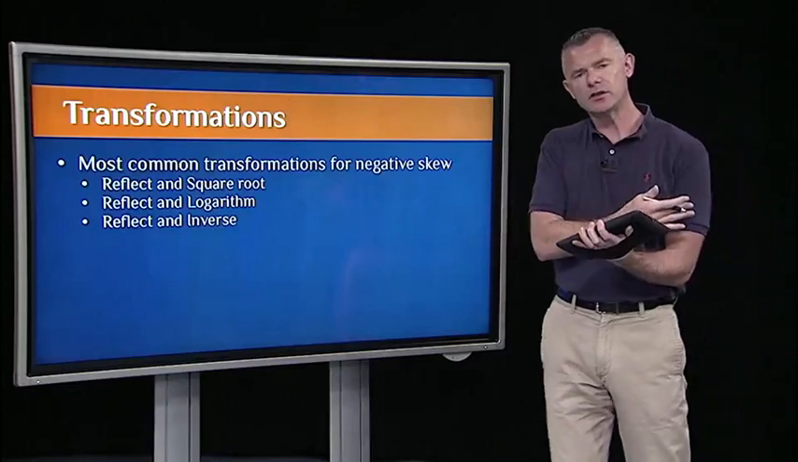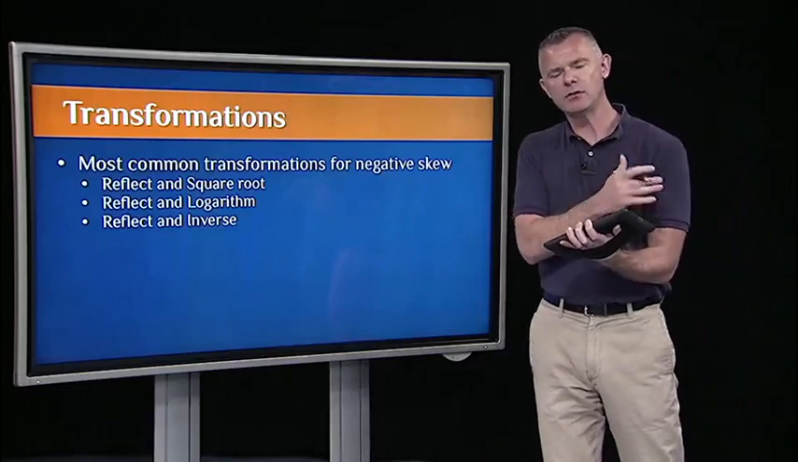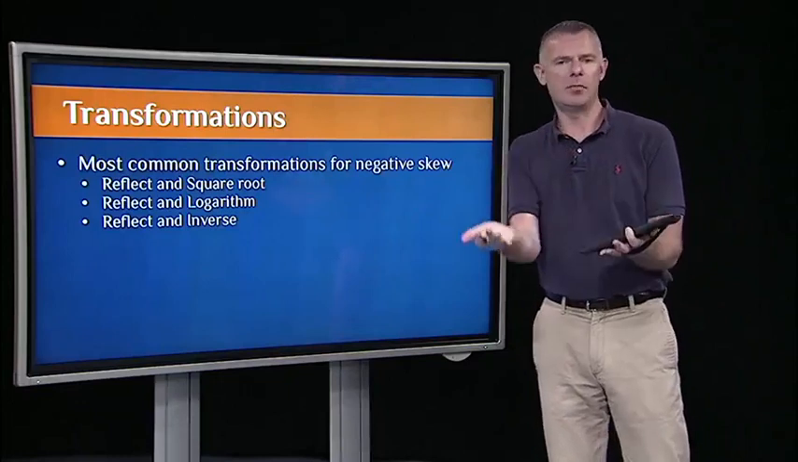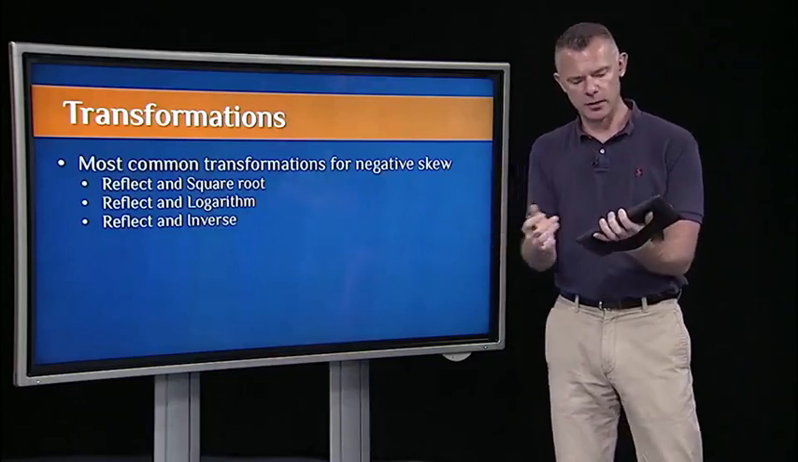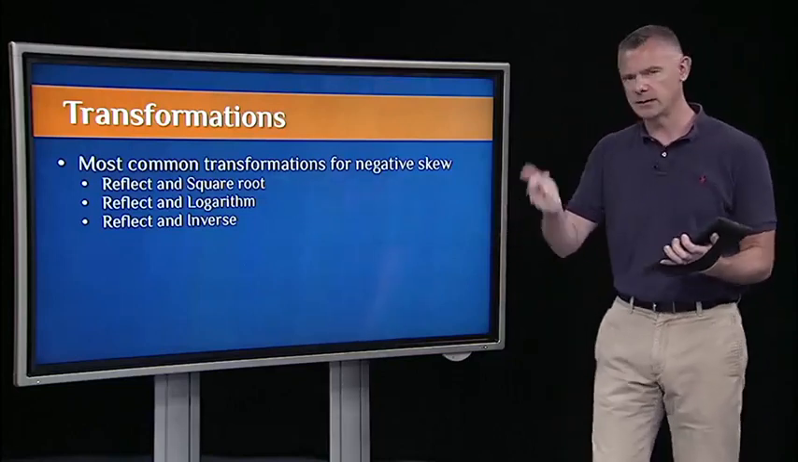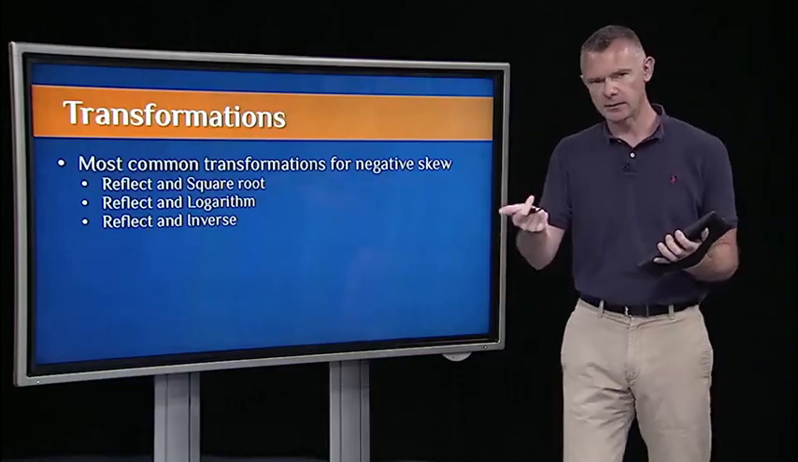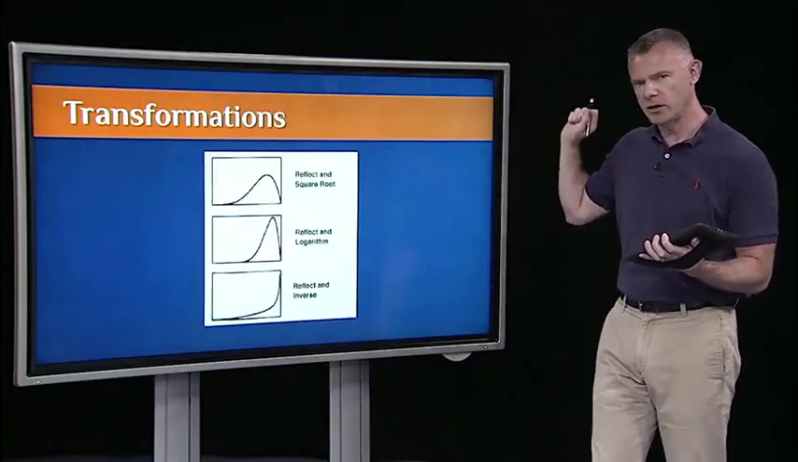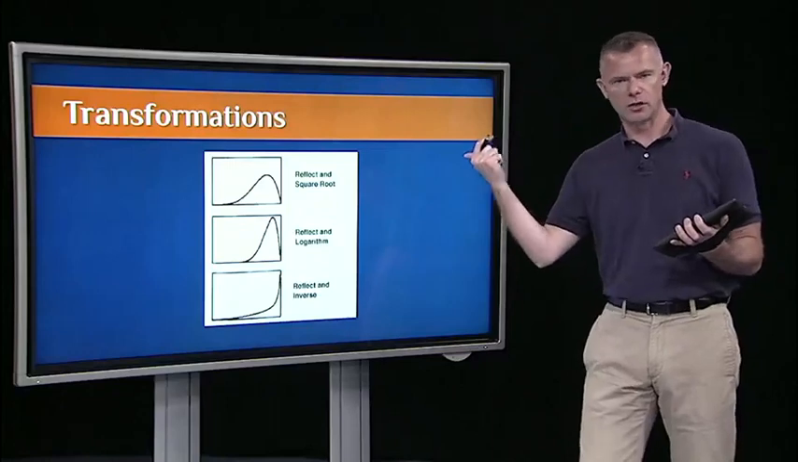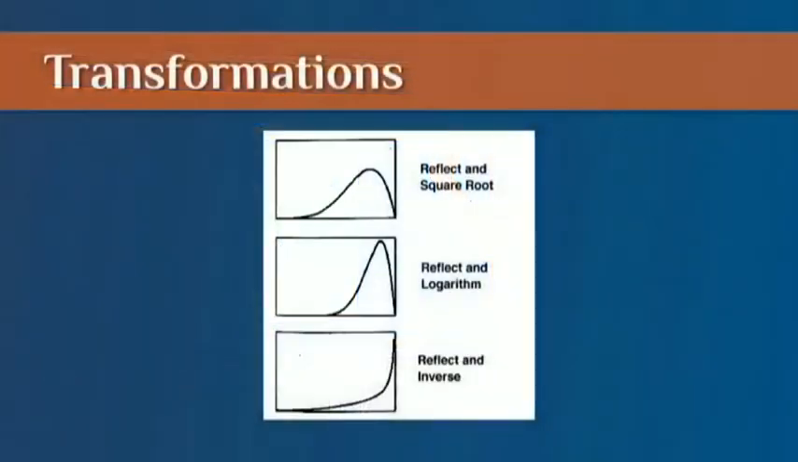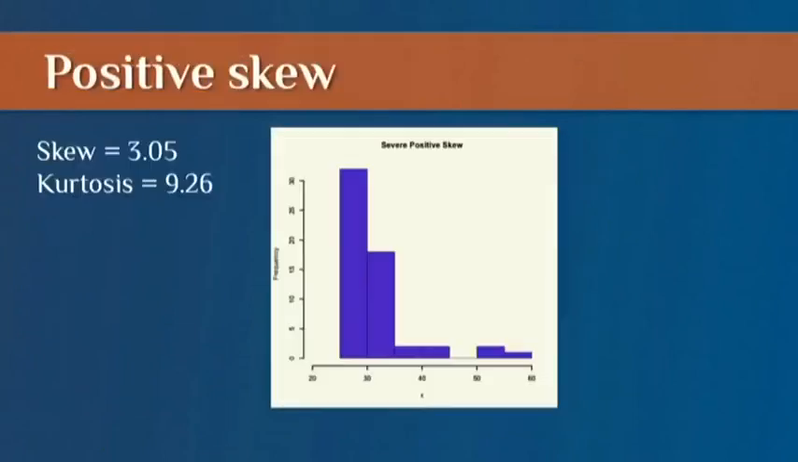If we have negatively skewed distributions, then all we have to do is reflect them, that is, take the inverse of all the values, and then apply the same transformation. So we could reflect and take the square root, we could reflect and take a log, we could reflect and take an inverse. So here you can just see the picture is just everything reversed. We're just going to reflect the distribution by taking the inverse and then do one of these transformations. So let's look at a couple examples.